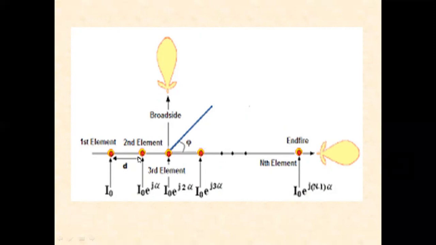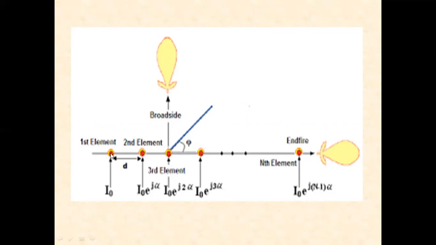First element, second element, third element, and so on. The current in the first element is I naught. The current in the second element is I naught into e power j alpha. Alpha is the progressive phase shift. Then the third element is I naught into e power j2 alpha, then I naught into e power j3 alpha. There is a progressive phase shift here.